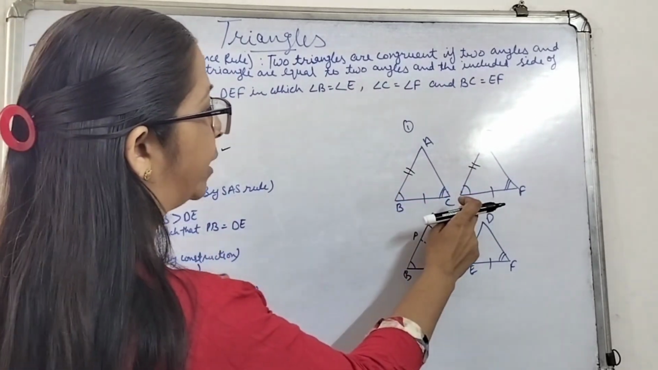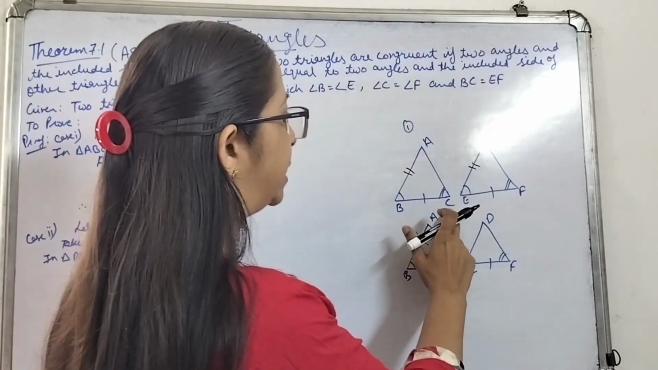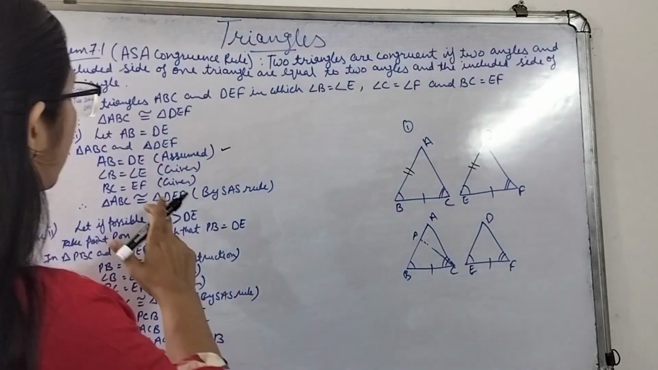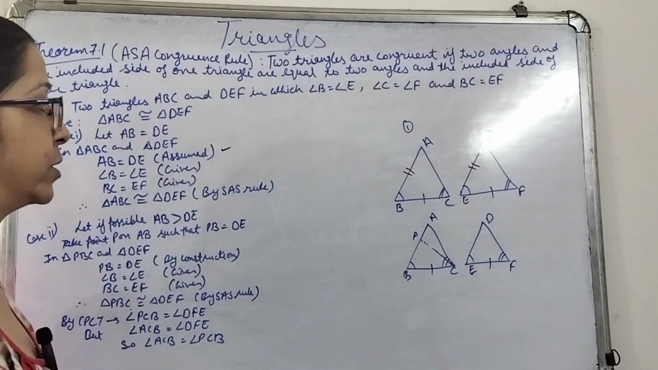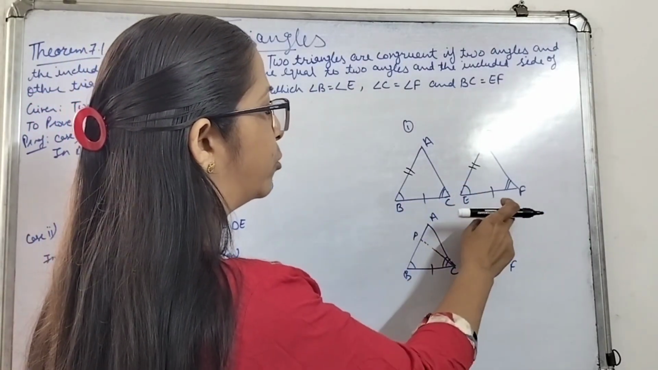Angle B is equivalent to angle E. It is already given to us in the question. And side BC is equivalent to side EF. It is also given to us in the question. So what is given to us is angle B is equivalent to angle E and BC is equivalent to EF.